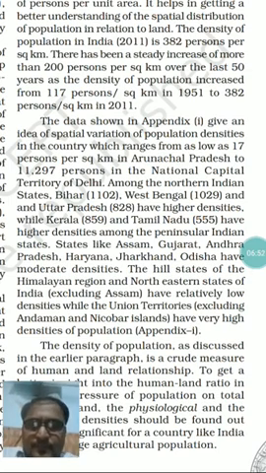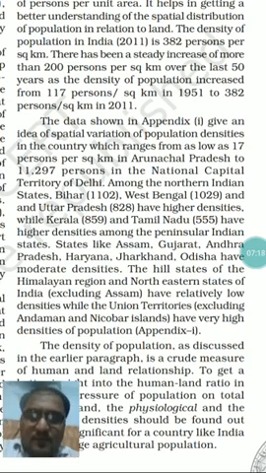So this density, which is given in appendix 1, gives an idea of spatial variation of population density in the country, which ranges from as low as 17 per square kilometer in Arunachal Pradesh to 11,300 in the National Capital Territory of India. What is the variation of density throughout the different parts of India?